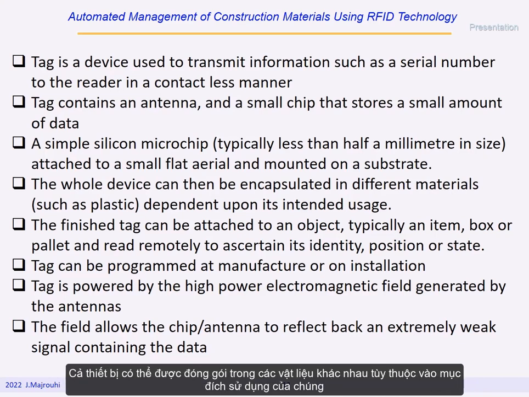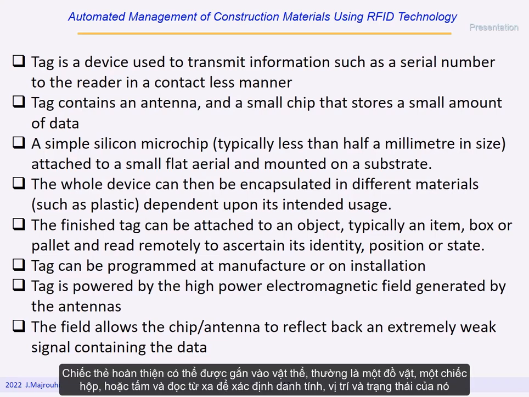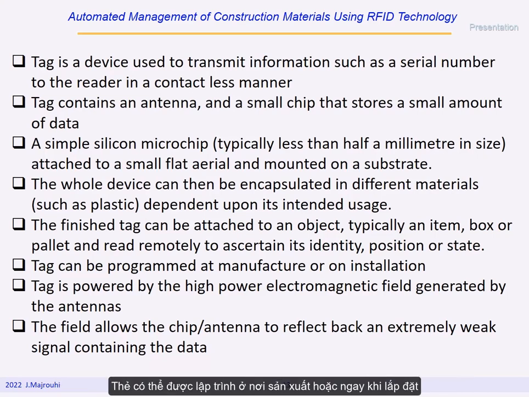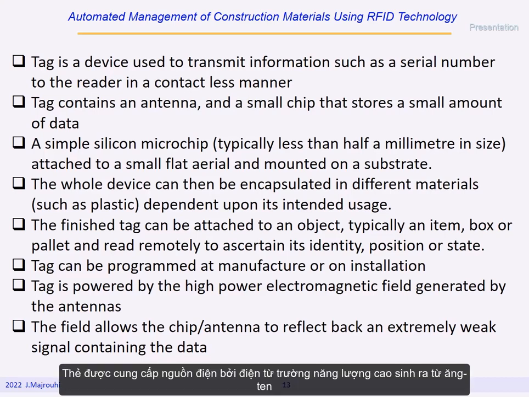The whole device can then be encapsulated in different materials dependent upon its intended usage. The finished tag can be attached to an object, typically an item, box, or pallet, and read remotely to ascertain its identity, position, or state. Tag can be programmed at manufacture or on installation. Tag is powered by the high-power electromagnetic field generated by the antenna. The field allows the chip antenna to reflect back an extremely weak signal that contains the data.